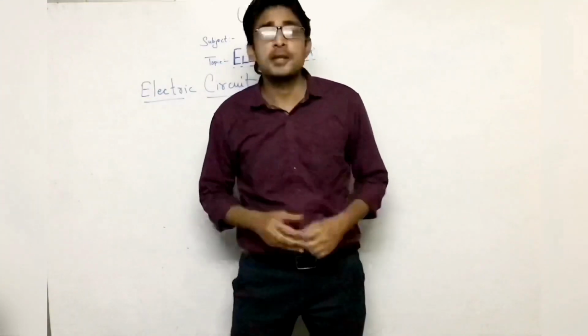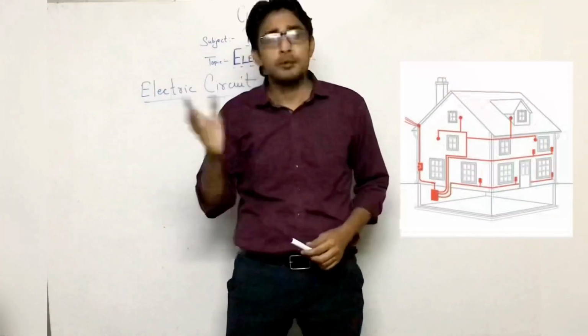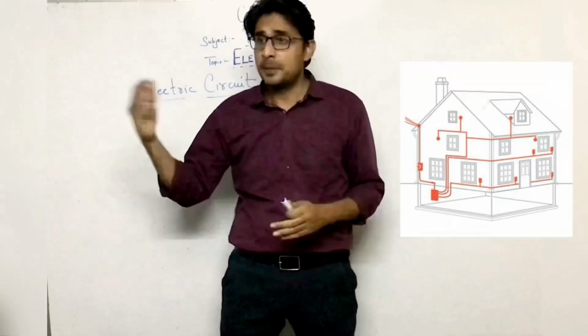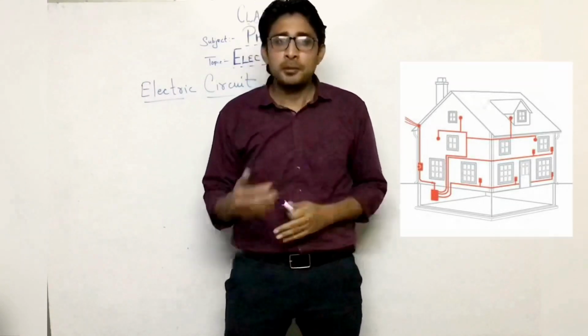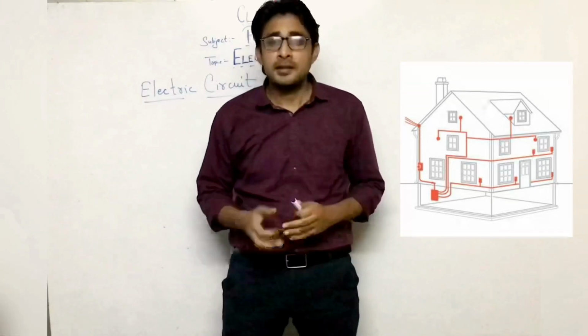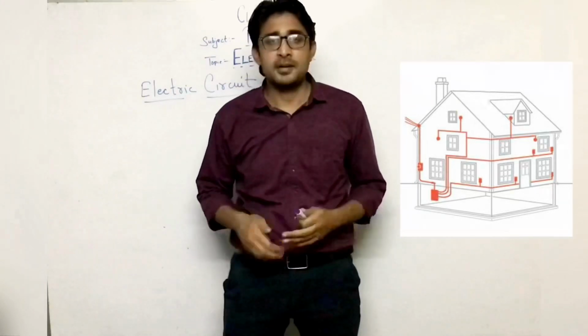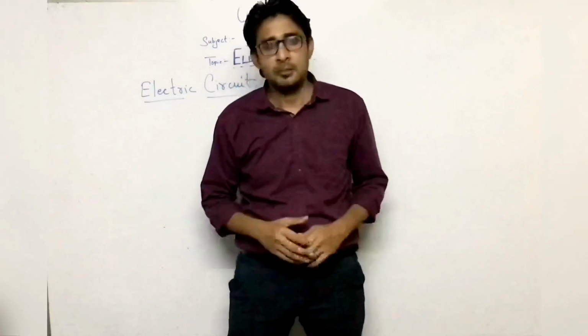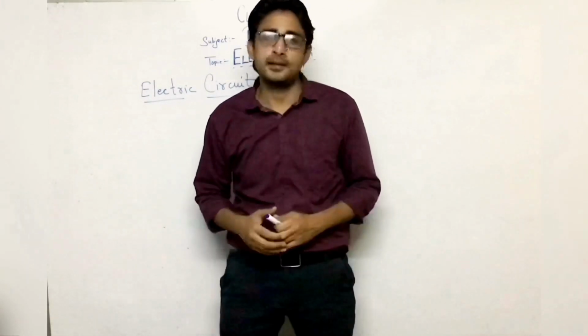At your home, you can see several electrical appliances connected to switches, and then they are connected to mains. So when you put on a switch, you can see various electrical appliances start working. This is an example of an electric circuit. But how will you define an electric circuit?